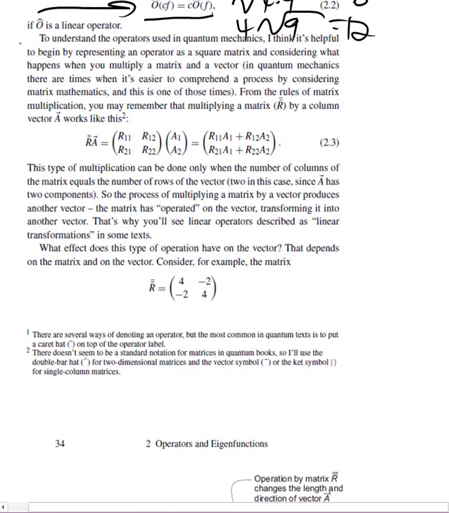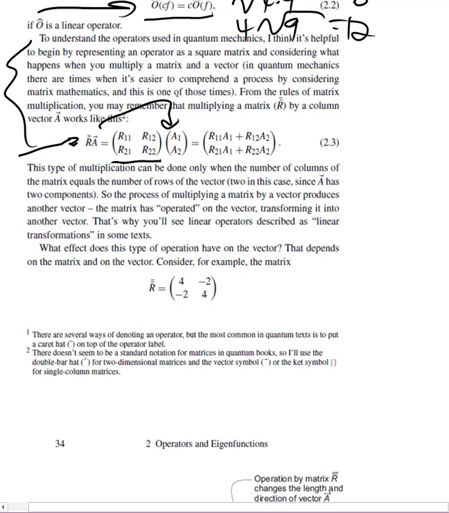To really understand operators in quantum mechanics, it's helpful to think of the operator as a matrix and think about what happens when you multiply that matrix by a vector. So, I'm going to write a matrix with these two bars over its head. So R is a matrix here. It has these 4 elements. A is a vector. It's a column vector here. It has 2 components, A1 and A2.